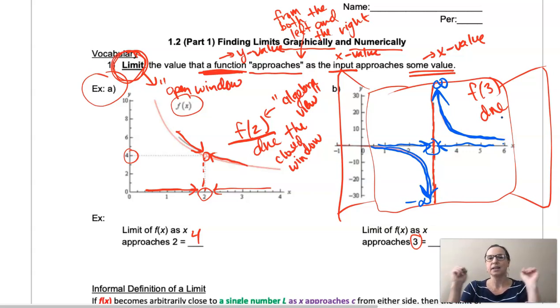And in this case, they couldn't be further apart, right? This one's going up to positive infinity. This one's going down to negative infinity. So this limit also does not exist.